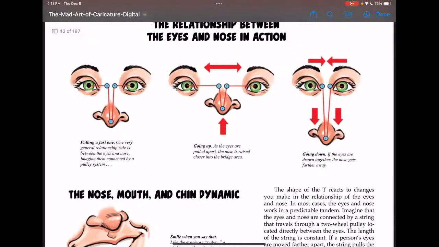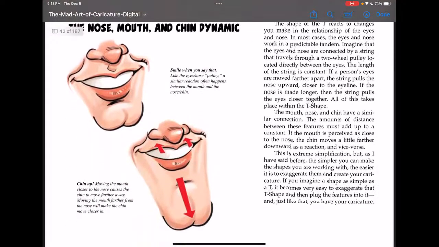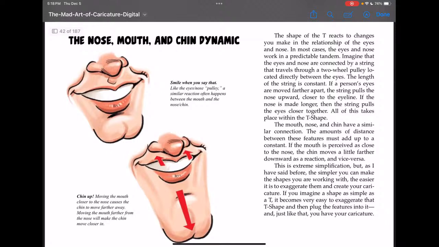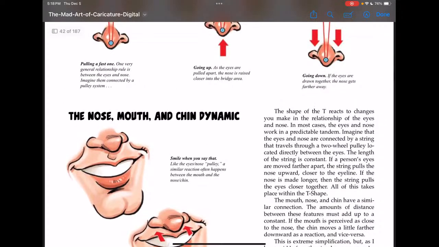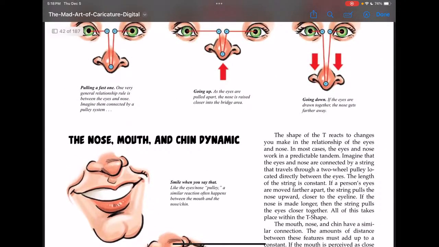Okay, so now it's going to go into mouth and chin, and I'm not focusing on that. But it is talking about the action and reaction. I'll read a little bit. The shape of the T reacts to changes you make in the relationship of the eyes and nose. In most cases, the eyes and nose work in a predictable tandem. Imagine that the eyes and nose are connected by a string that travels through a two-wheel pulley located directly between the eyes.